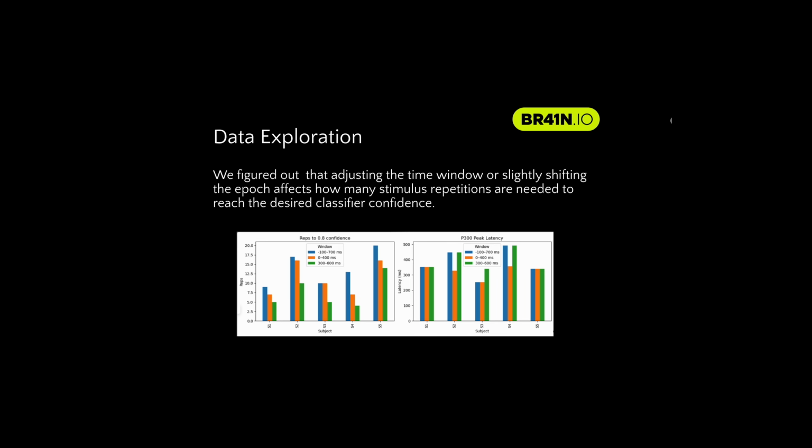So we did some data exploration, figuring out that playing around with the windows or slightly shifting the epoch affects how many stimulus repetitions are needed. And because most of the team had no prior experience, we decided to play around with the data at the processing stage and benchmark. So we did 3 pipelines.